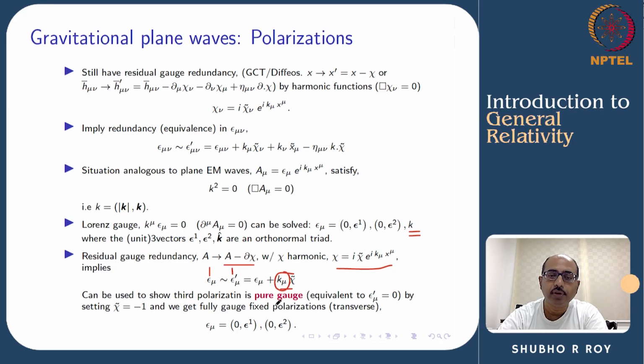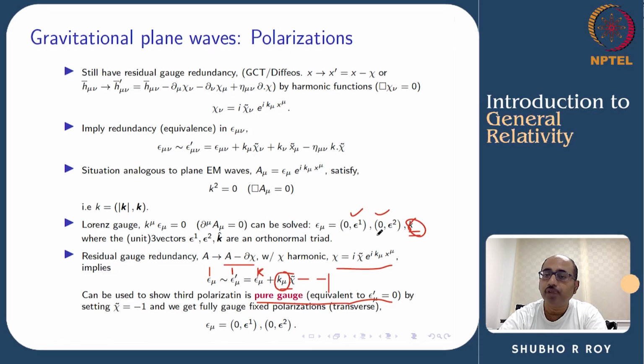Such polarizations, which are gauge equivalent to zero, are called pure gauge. So they're equivalent to epsilon prime equal to zero. That's very easy to see because if you take epsilon to be the third polarization k, and if you choose this chi to be -1, then these two will cancel and you'll get epsilon prime to be 0. So this third polarization is gauge equivalent to 0. That means it is not there. It's not a physical field. So then we are left with just two physical polarizations.